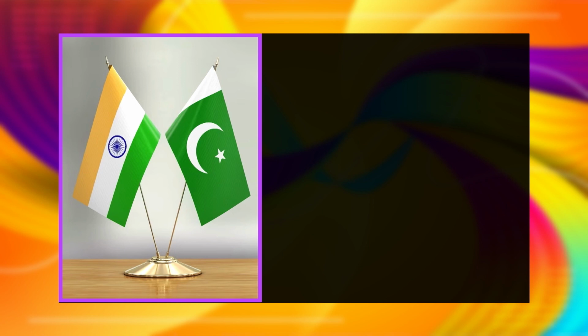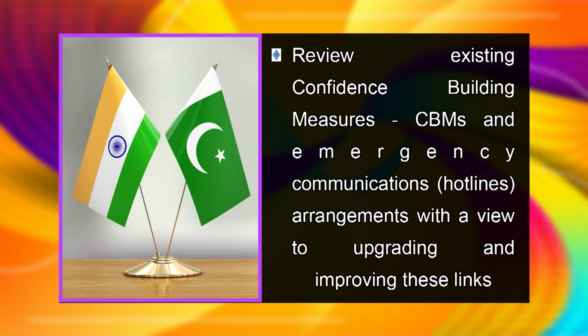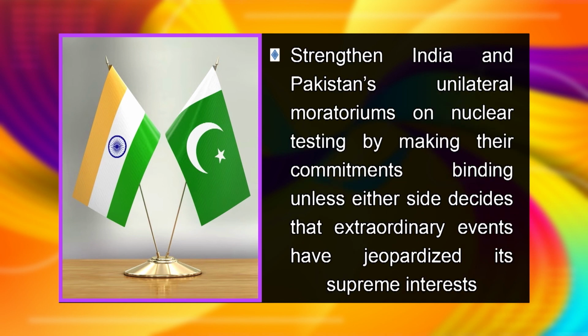Specifically, the two sides committed to exchange information on their nuclear doctrines and security concepts, prevent accidental nuclear crises, work on measures to improve control over their nuclear weapons, review existing CBMs and emergency communication arrangements with a view to upgrading and improving their links, and strengthen India and Pakistan's unilateral moratoriums on nuclear testing by making their commitments binding, unless either side decides that extraordinary events have jeopardized its supreme interests.